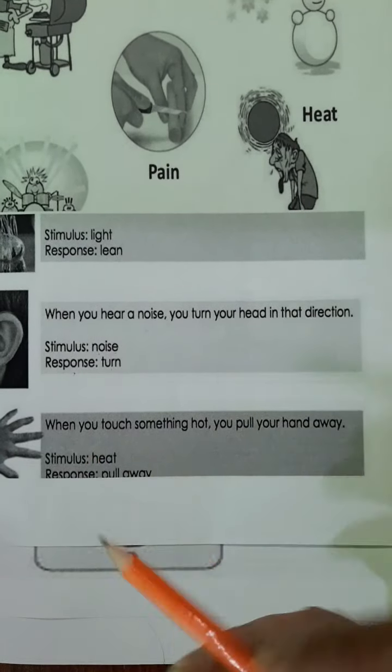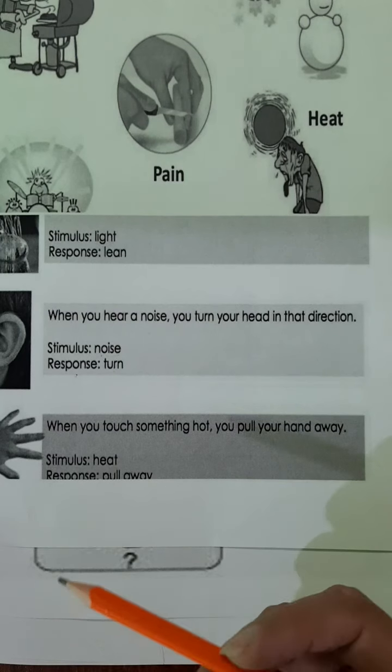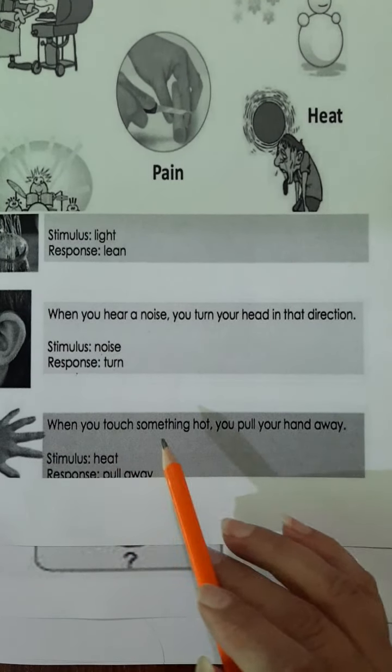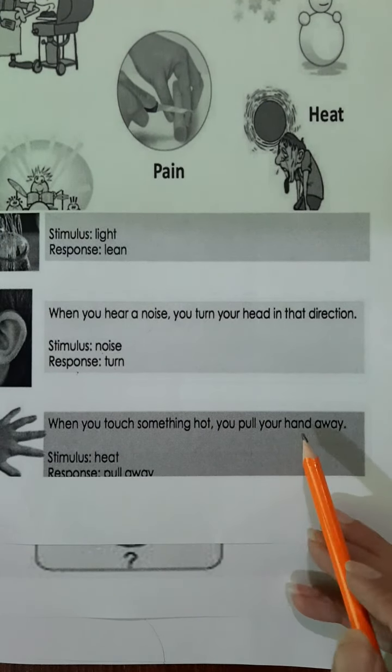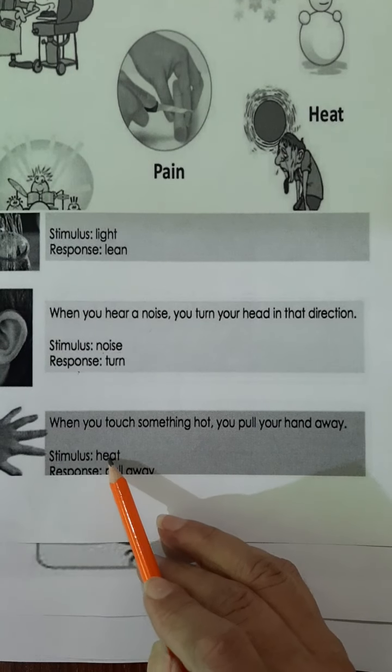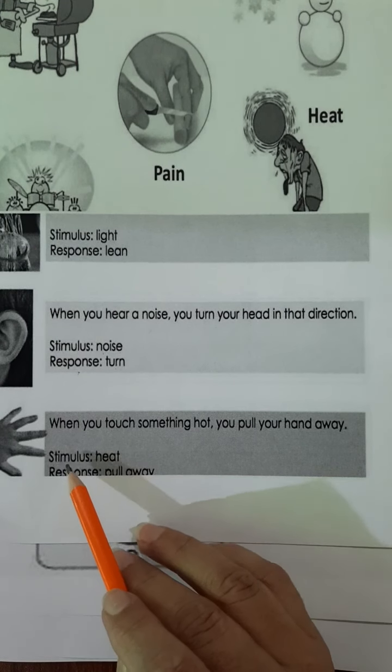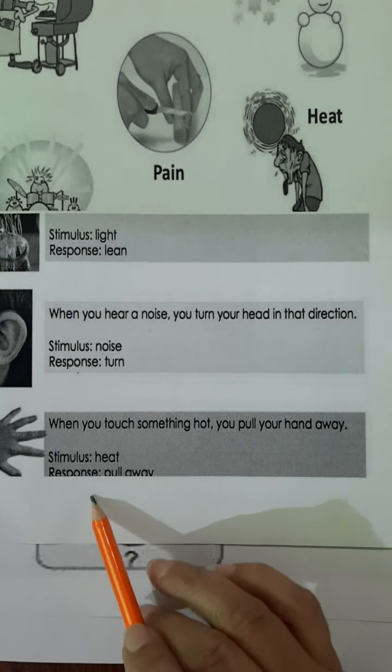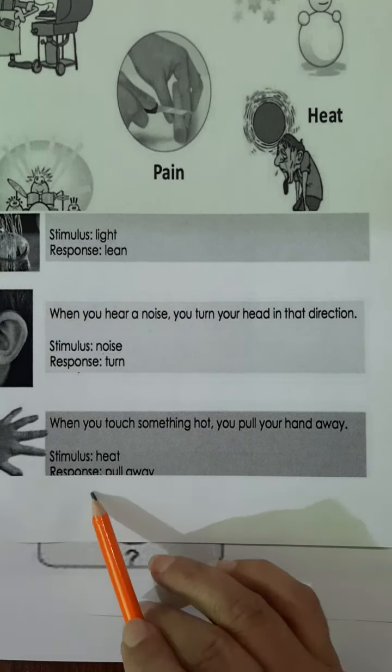A similar example is touching a hot object. When you touch some hot object, what happens? You pull away your hand. So this heat or hot object is the stimulus, and in the response, the pulling away of your hand is your reaction.